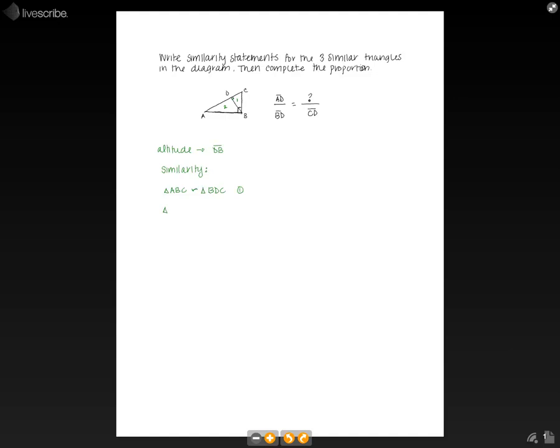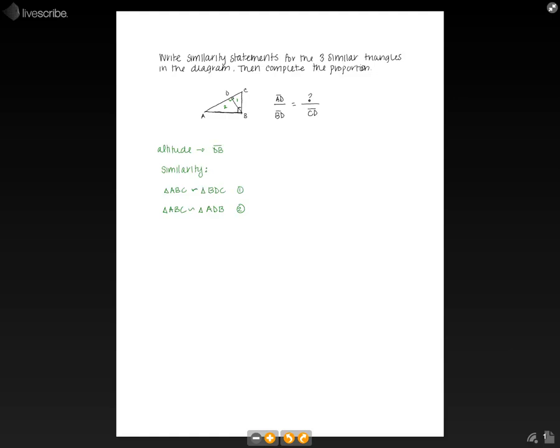So now we can say that triangle ABC is also similar to triangle number 2 right here. So we want to name this long side, short side. This is the right angle. So we name this triangle ADB. Similarity statement number 2.